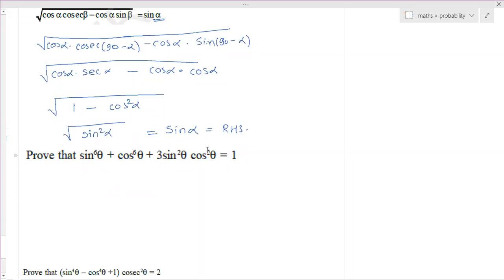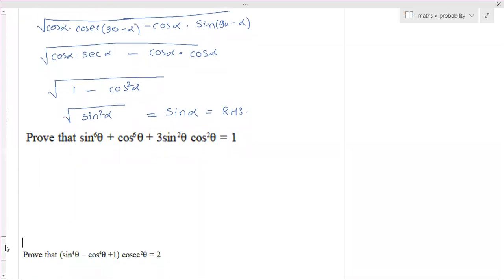The next one, prove that sine to the power 6 theta plus cos to the power 6 theta plus 3 sine square theta cos square theta is equal to 1. We have to show. Anything? Any idea?